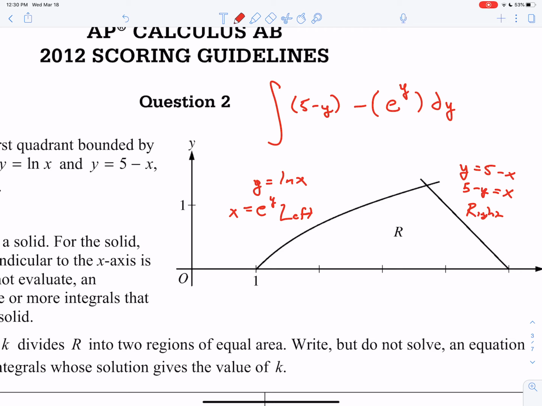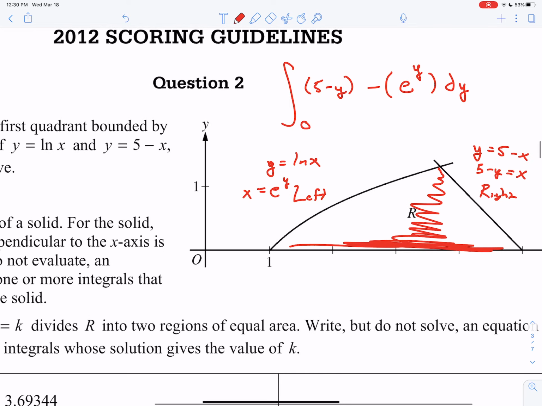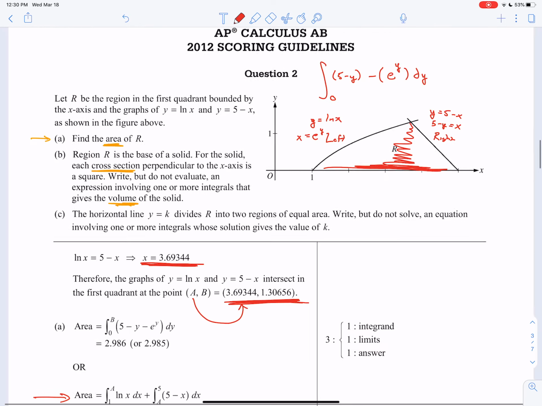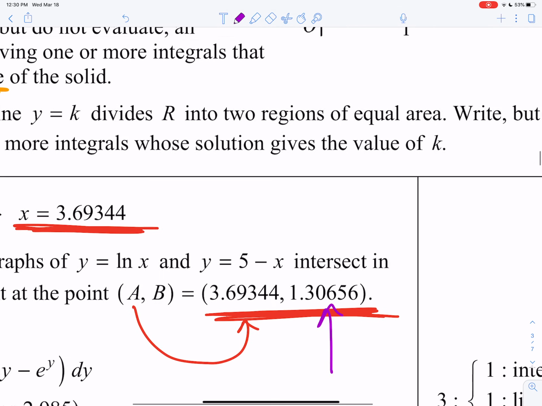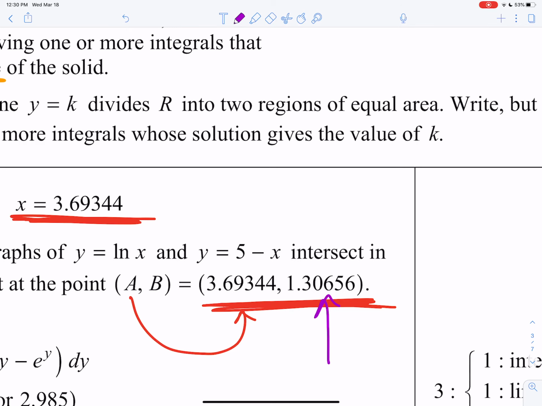Okay? So if your functions are going to be in terms of y, then your bounds have to be in terms of y as well. So just take a look at your region. Your region starts at a y value of 0, and it goes all the way up to a y value of wherever that intersection point is. So from 0, now if you went back to the intersection here, you actually have to use the y coordinate, 1.30656.